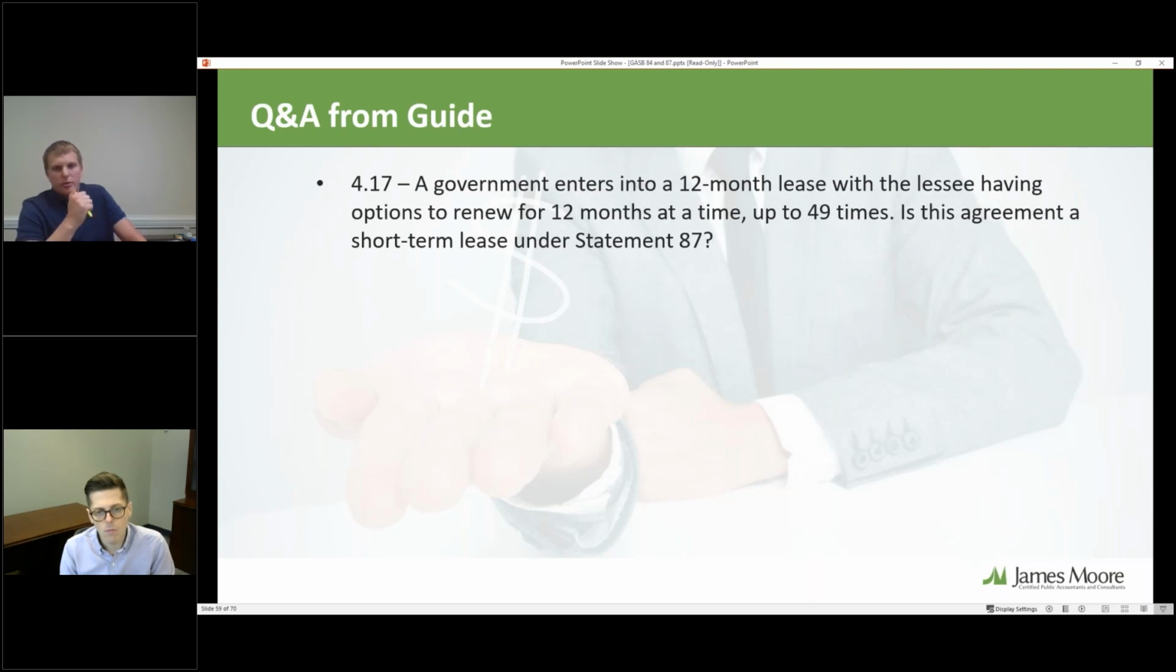A government enters into a 12-month lease with the lessee having the option to renew for 12 months at a time, up to 49 times. Is this agreement a short-term lease under GASB 87? And remember, short-term leases would essentially be excluded from GASB 87. So the answer here is no. Since the maximum possible term is greater than 12 months, we're not going to factor in whether it's likely that it's going to be extended or not. If the maximum possible term is greater than 12 months, then it's not excluded from GASB 87.